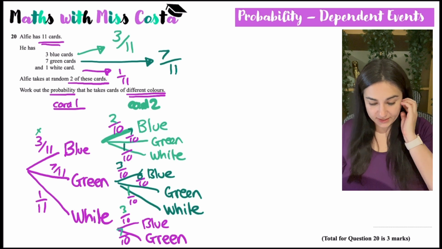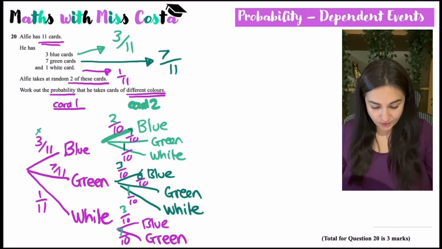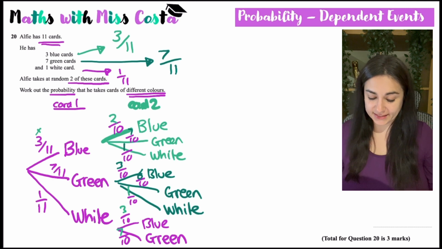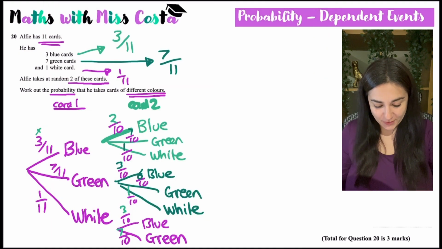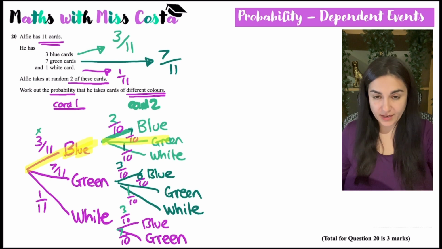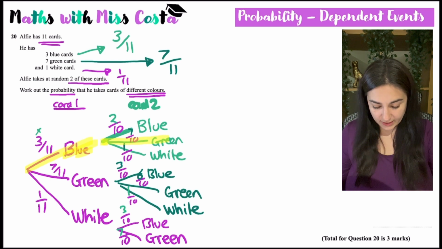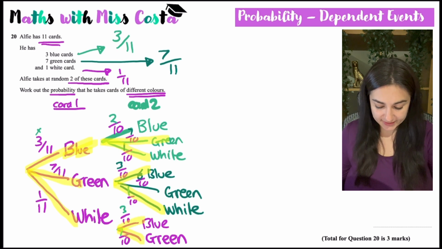So what is the question asking me to do? It's saying work out the probability that he takes cards of different colours. So let's see, I've never used a highlighter before. Let's see if it works. So different colours, what option could I take? I could go blue and then green. Okay, that's one option. Or blue and then white. Or green and then blue. Or green and then white. Or white and then blue and then white and green. Okay, so those are my routes that I can take.